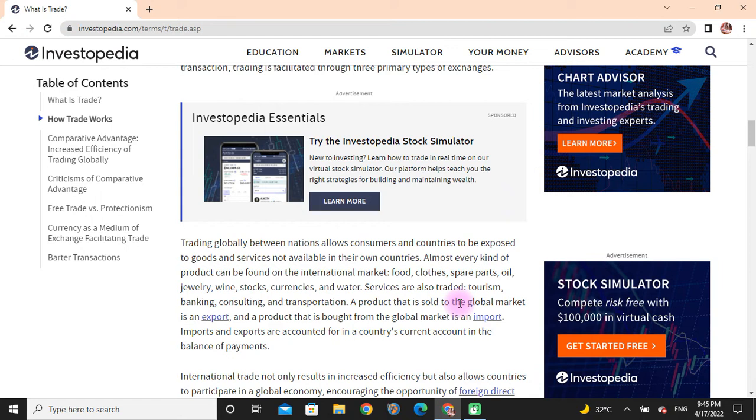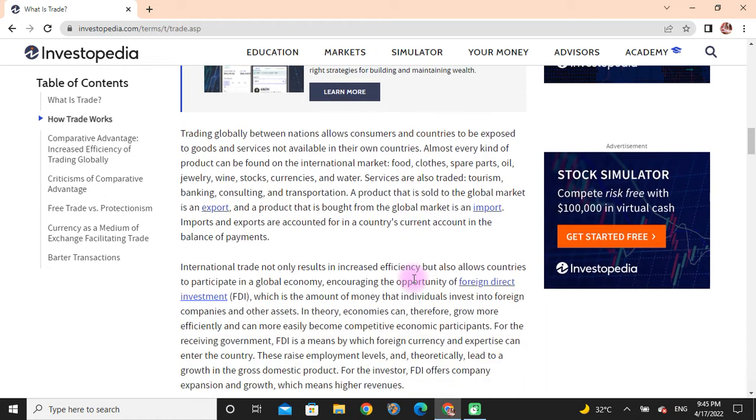Imports and exports are accounted for in a country's current account, which is part of the balance of payments. International trade not only results in increasing efficiency but also allows countries to participate in a global economy, encouraging the opportunity of foreign direct investment, which is the amount of money that individuals invest in foreign companies and other assets.